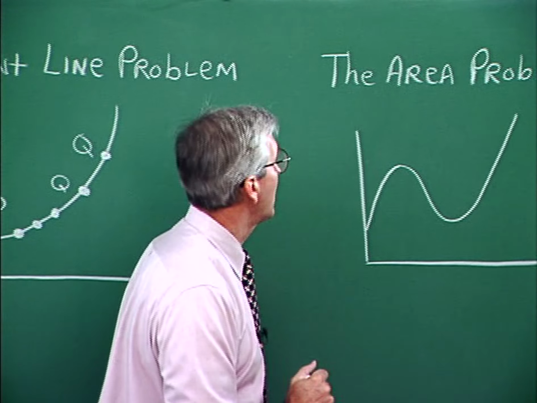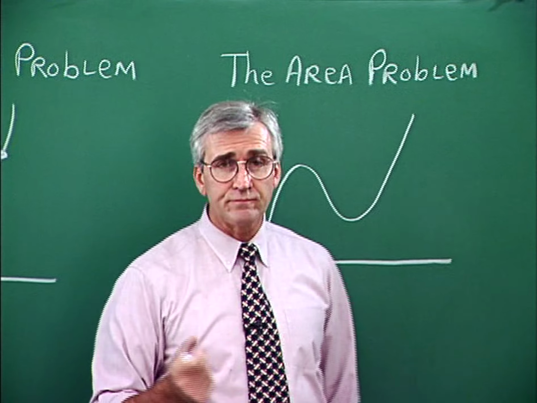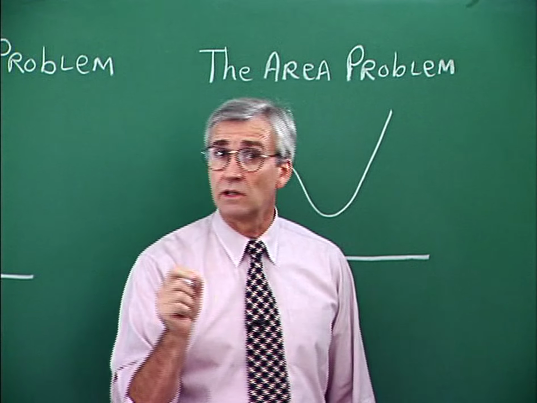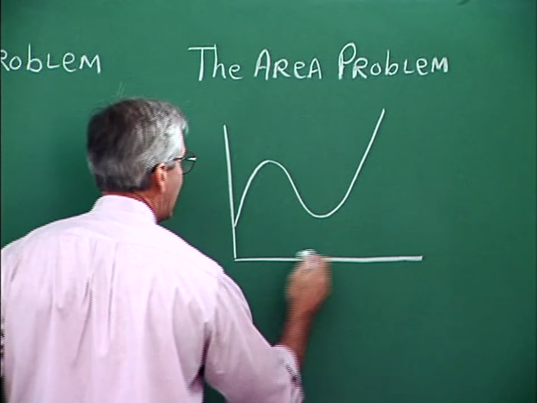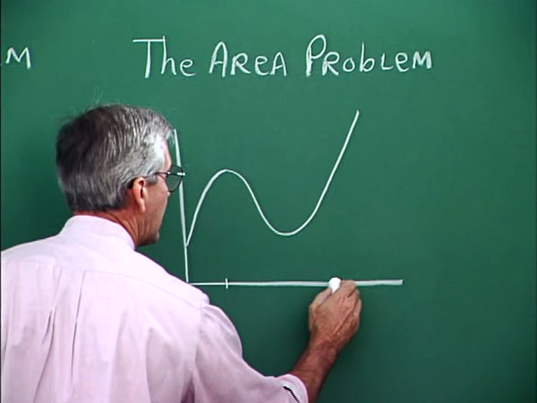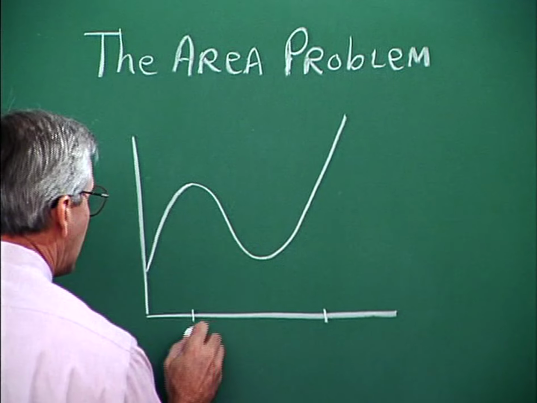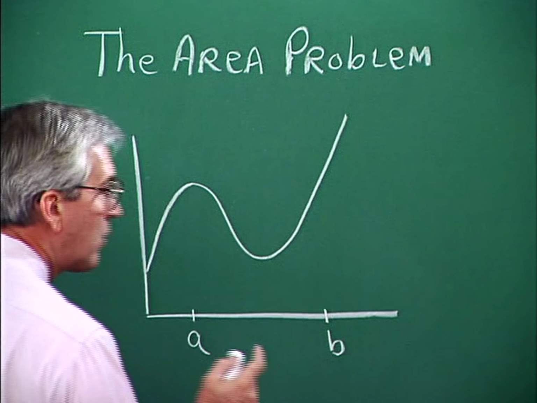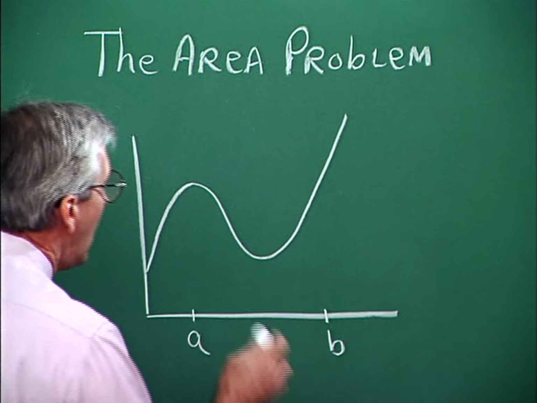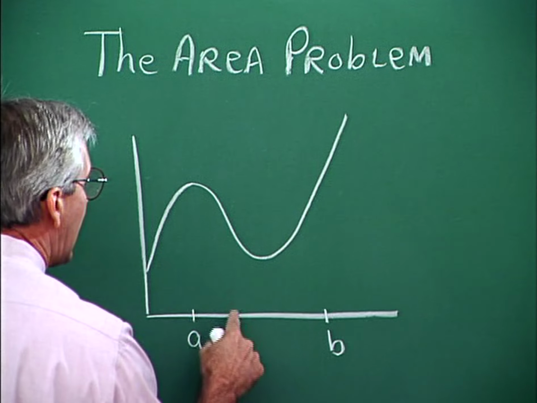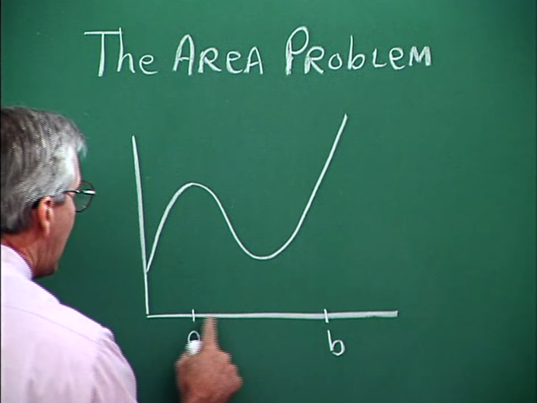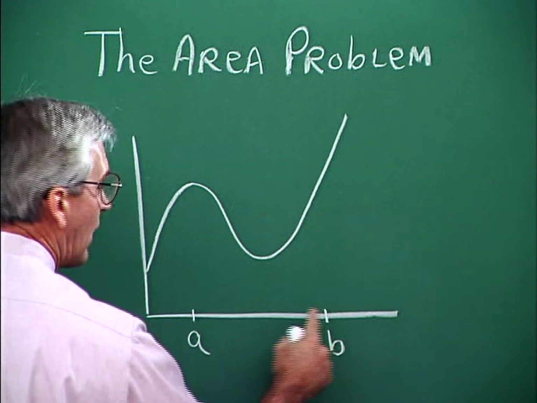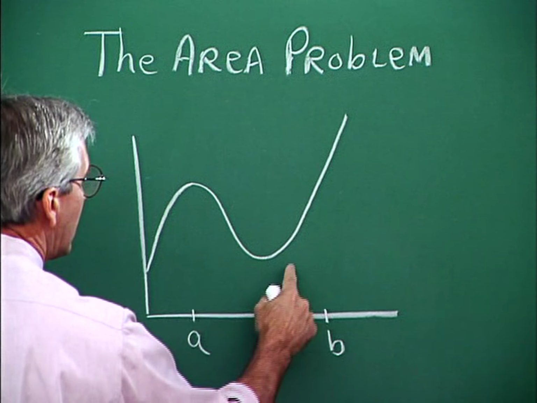Here's another classical problem. It's called the area problem. And the problem is to select an interval on our x-axis. And let's say the interval is from this point to, let's say this point. So let's call this point A and this point B. And in that interval, let's say that we want the area under this curve and above the x-axis and between these two points.